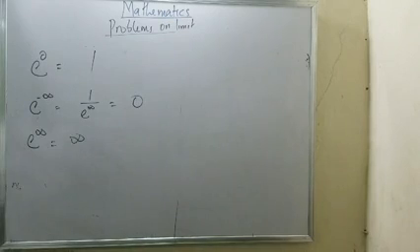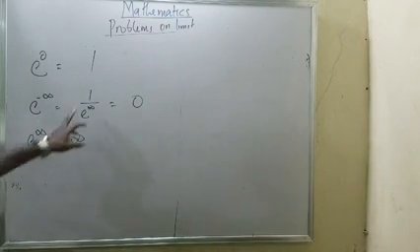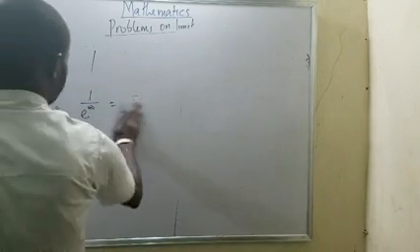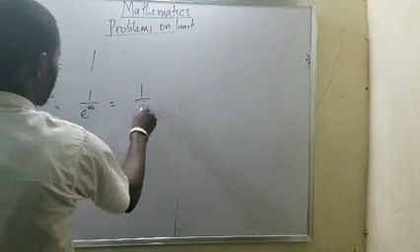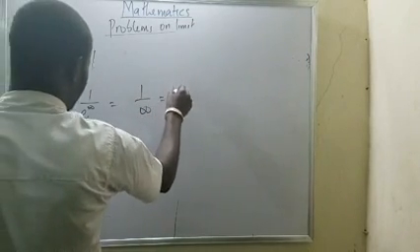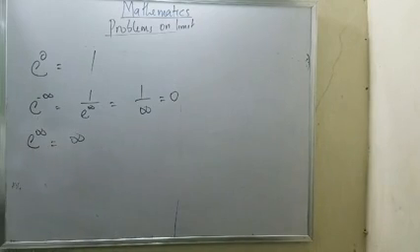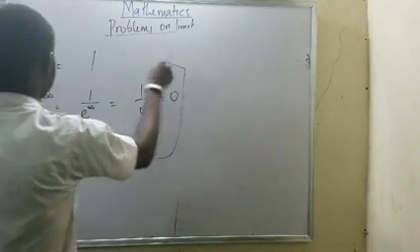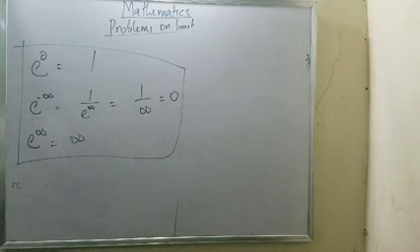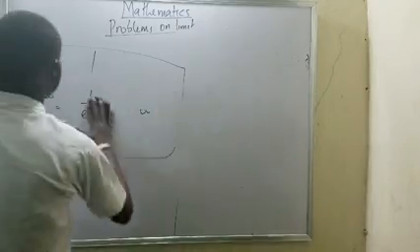This one will give me 0. It means this one will just tell me 1 all over infinity. 1 over infinity is equal to 0. That is what we are talking about. What is here will help us in our next example. Very, very important. Please take note of that information.